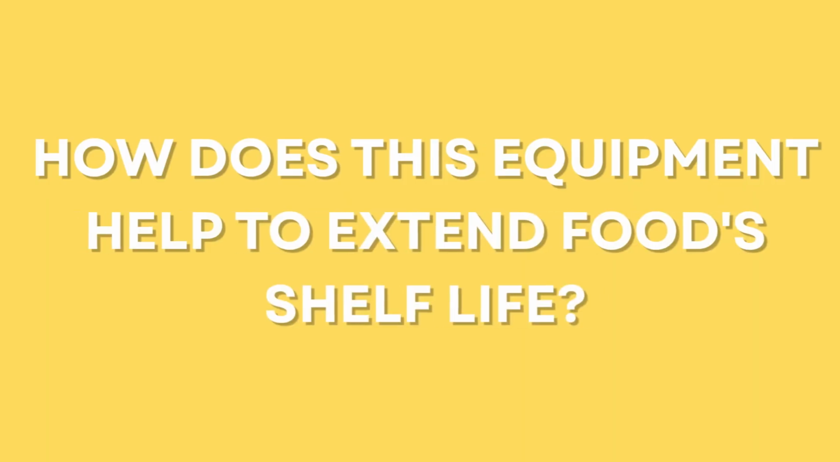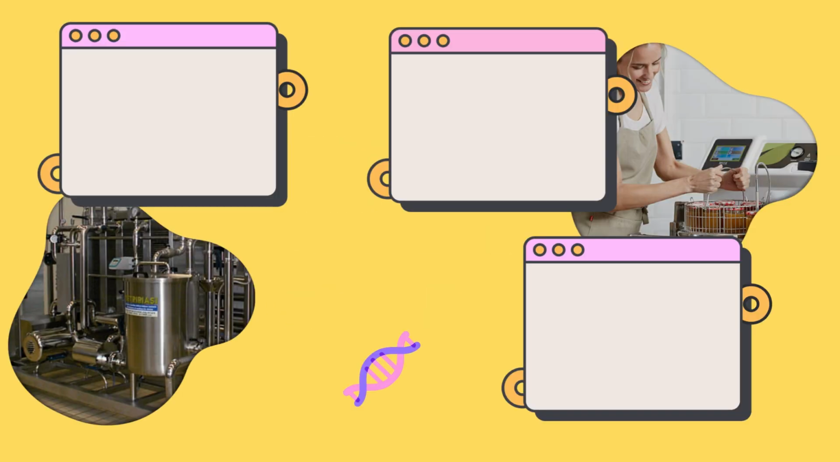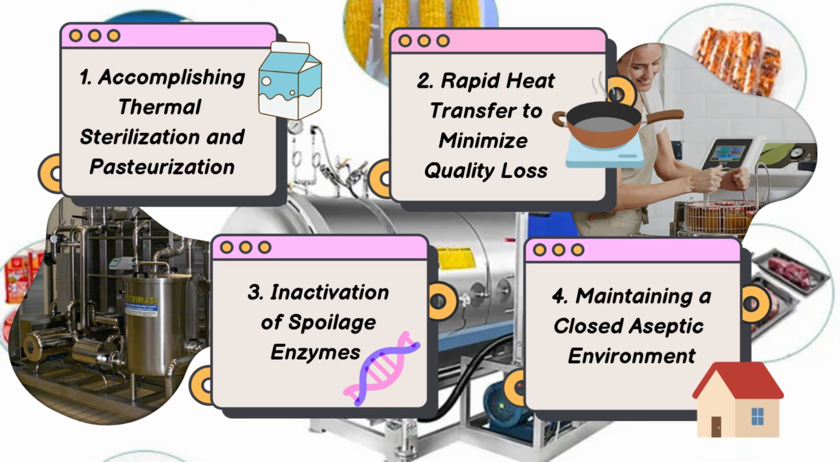How does this equipment help to extend food shelf life? Basically, the apparatus is used to make food safer and last longer. It works by using heat to kill harmful microorganisms so the food doesn't spoil easily. At the same time, rapid heating and cooling help maintain the food's quality like its taste, color, and nutrients. The heat also inactivates enzymes that can cause spoilage. Finally, the system is closed, which prevents contamination after processing. So overall, it ensures food safety while preserving quality.